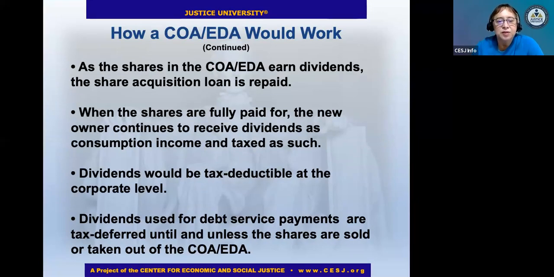Okay, the shares in a COA EDA, that means shares that have been purchased by the COA, earn dividends. This is what's first used to repay the loan. And when they're fully paid for, and each year you're getting a new credit allocation and purchasing new shares, these very special shares that are full voting, full dividend payout, when the shares are paid for, then that becomes a new source of income.